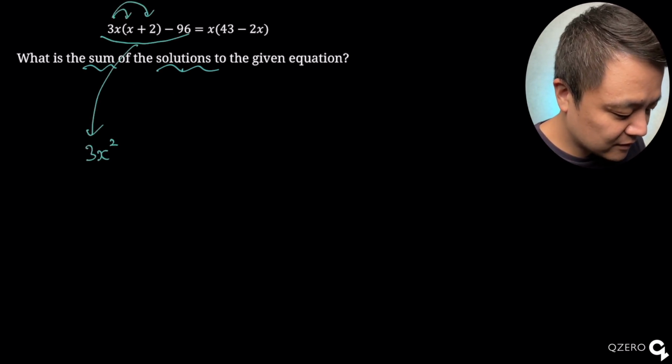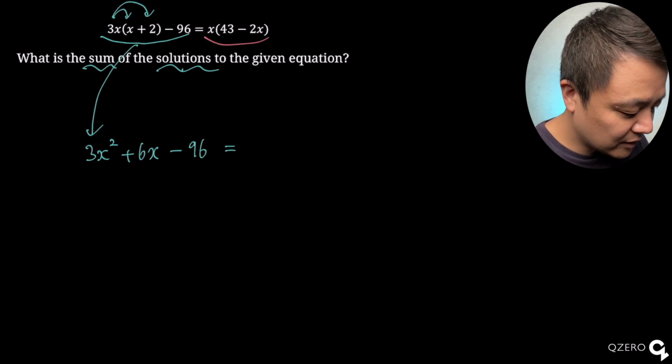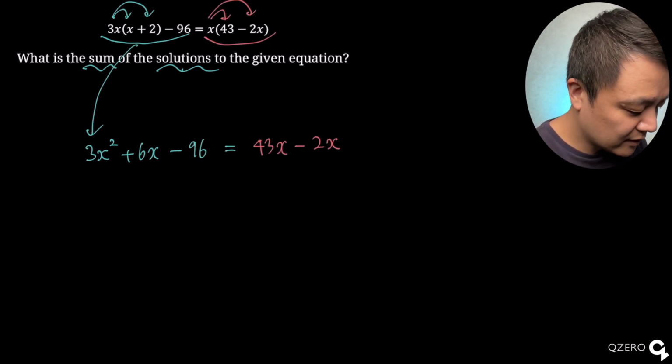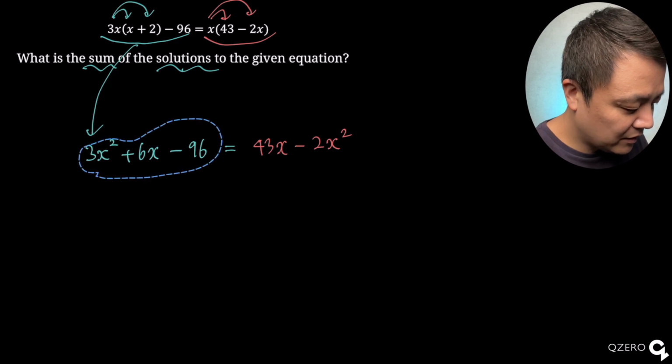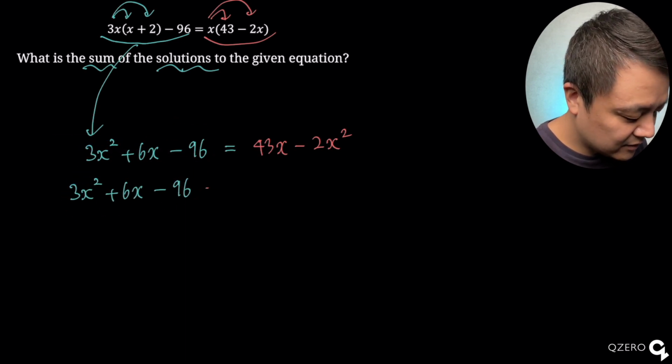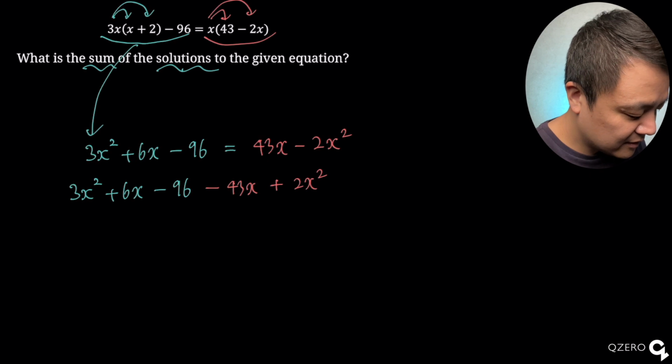Once you distribute 3x, you get 3x squared plus 6x and minus 96. And if you expand that, distribute x, and you get 43x minus 2x squared. I just want to have all the terms on one side. So I'm just going to move all the terms onto the left-hand side. Then you get this equals 0.